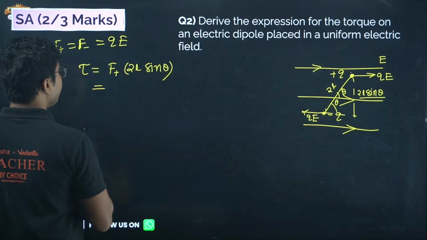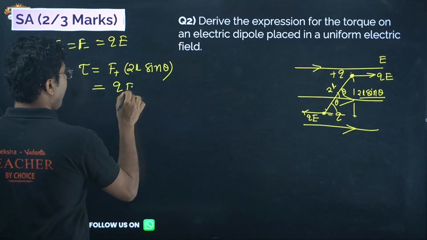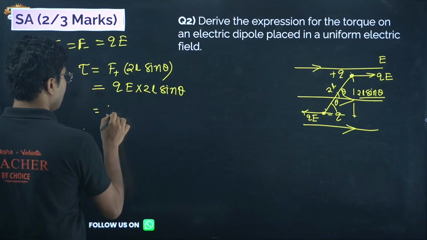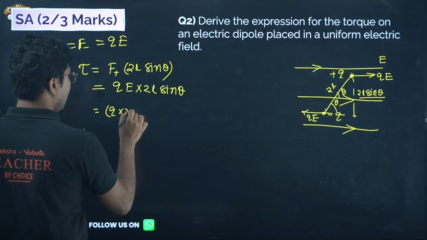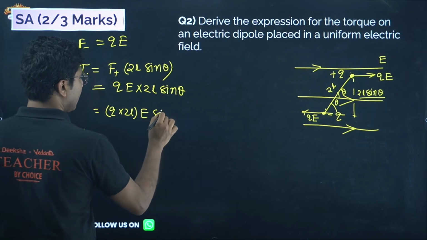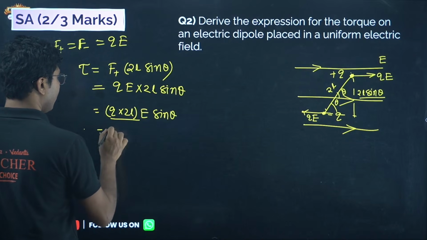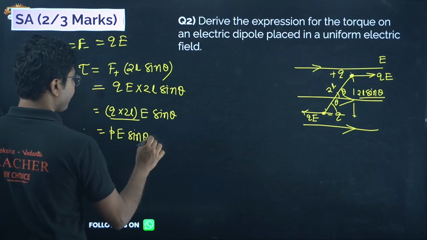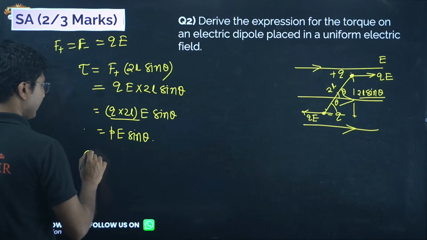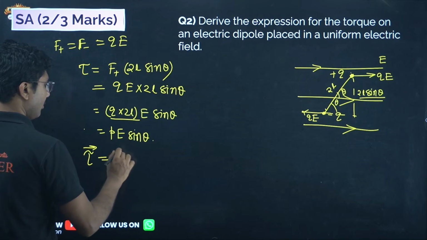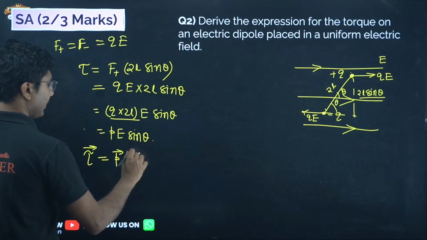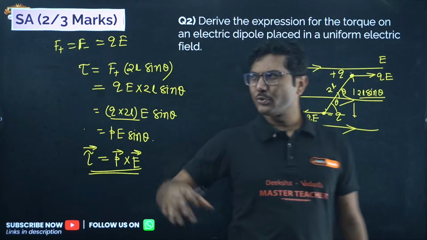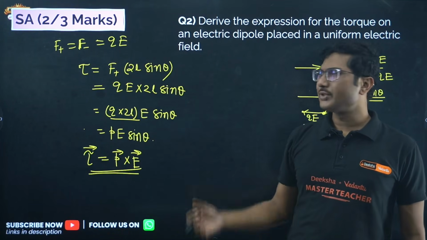So this will be equal to Q into E into 2L sin theta, or Q into 2L into E sin theta. Now Q into 2L is called the dipole moment, so it will be PE sin theta. Now vectorially this can be written as torque equals dipole moment cross electric field vector. This is the expression for torque. Very simple, easy derivation. You have to write a little bit explaining the steps, that's it.